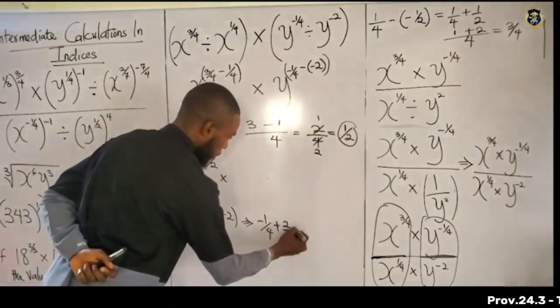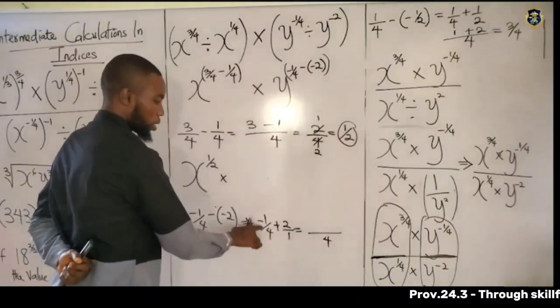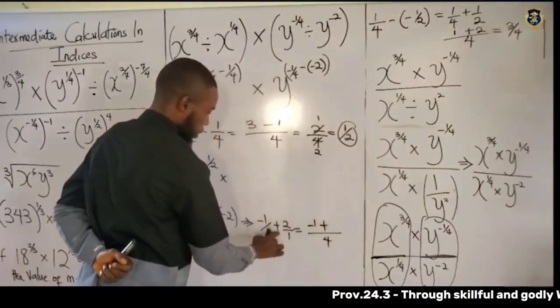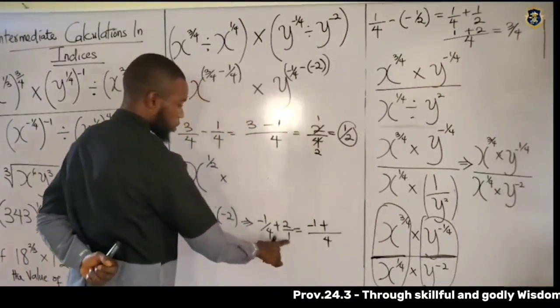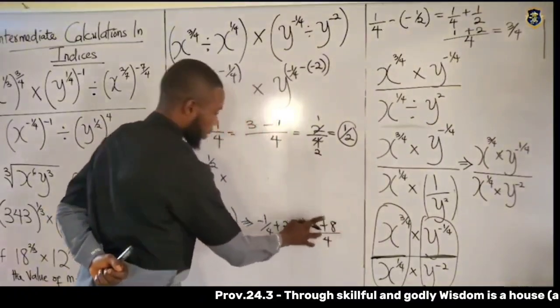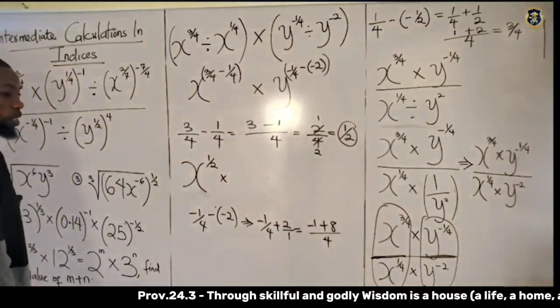Let's take the LCM of 1 and 4. LCM of 1 and 4 is 4. 4 divided by 4 is 1. 1 times minus 1 is minus 1. Plus, there's a plus here. So 4 divided by 1 is 4. 4 times 2 is what? Is 8. And so minus 1 plus 8 is what? Minus 1 plus 8. That should be 7, right?